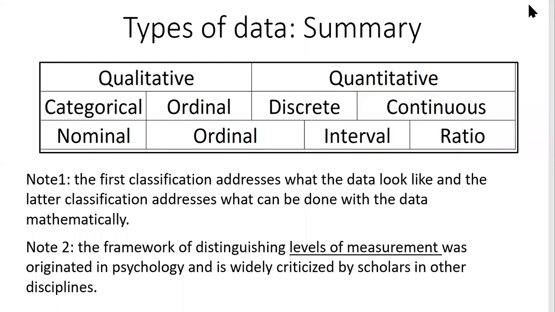So we can match the two classifications in the following table. This is our first type of classification, and this is our second type. The first classification addresses what the data look like, and the second classification addresses what can be done with data mathematically. Also, keep in mind that the framework of distinguishing levels of measurement, the second classification, originated in psychology and is widely criticized by scholars in other disciplines.